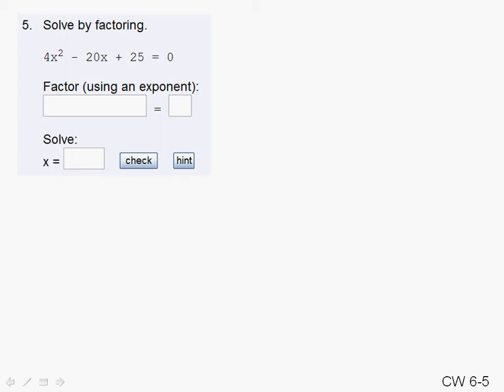Classwork 6-5, number 5 says solve by factoring. The quadratic equation that's provided can be factored into two factors that are identical.